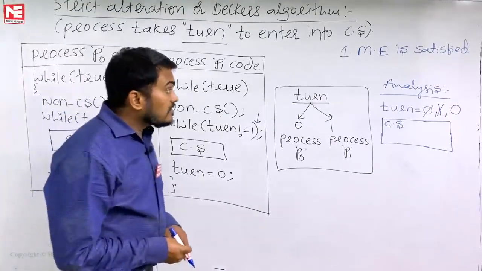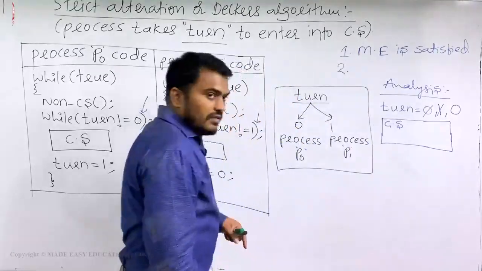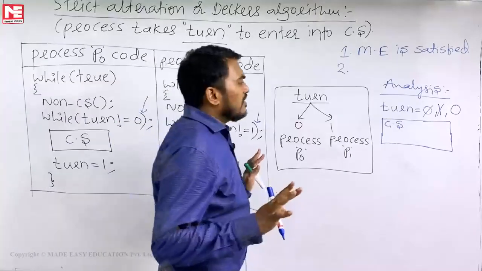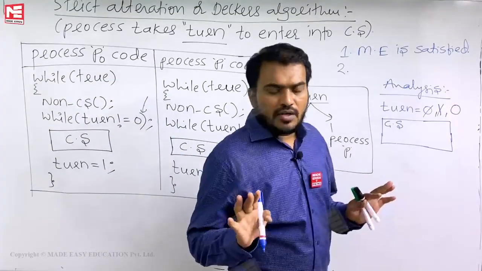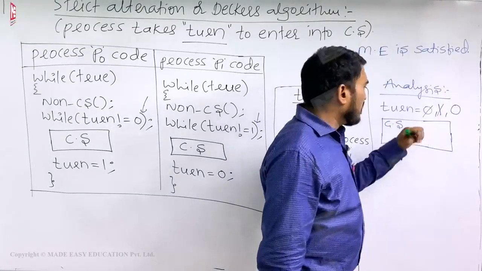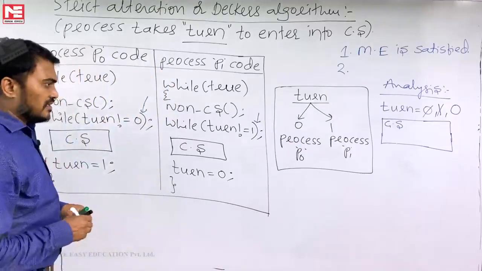Next, let's check the second condition now. Listen carefully. All the values are in front of you. Now, what's the turn value? 0. Nobody is there in the critical section. Is there any process in the critical section? No, there is no process present in the critical section.